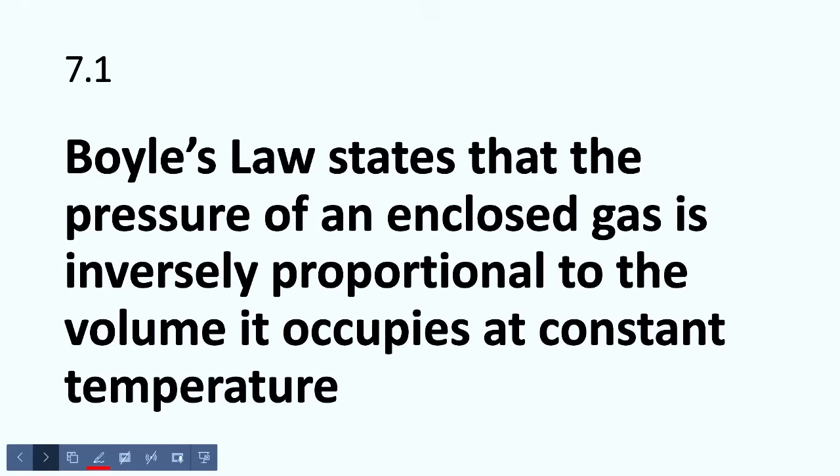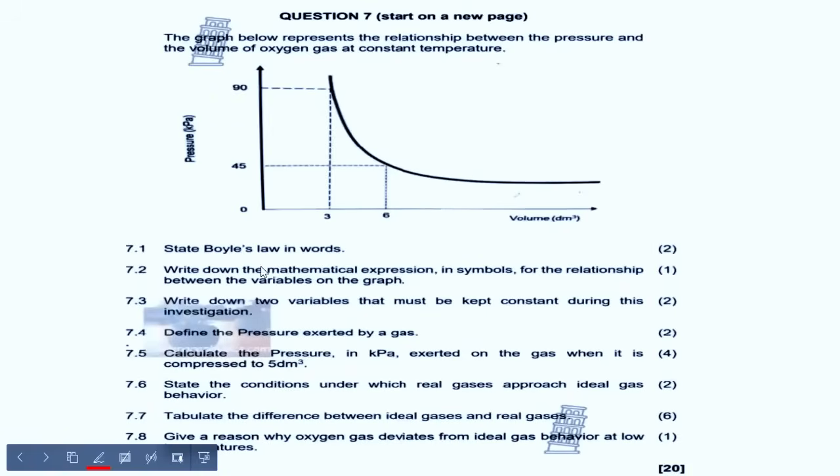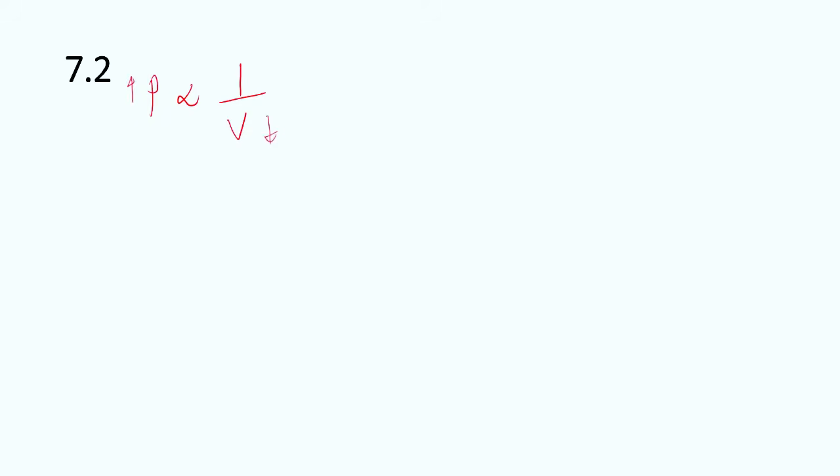Do not be lazy to write it over and over again, because that's how you make sure that you never forget it. Then 7.2 says, write down the mathematical expression in symbols for the relationship between the variables on the graph. Now, we already know the relationship between pressure and volume is what? Inversely proportional. So in answering our 7.2, we'll just say pressure is inversely proportional to volume, right? So that's the mathematical symbol, pressure inversely proportional to volume. That means the greater the pressure, the lower the volume.